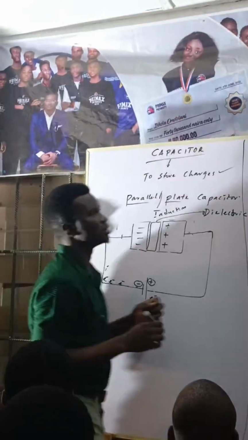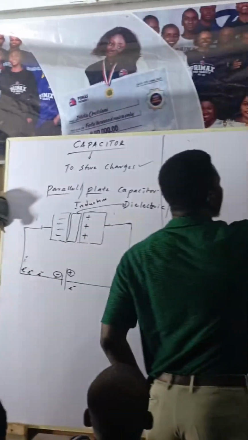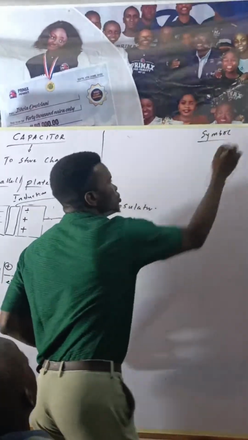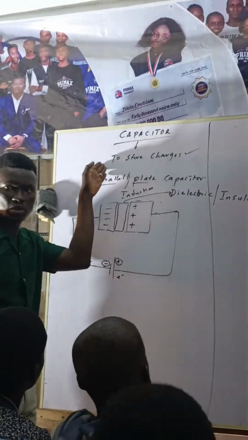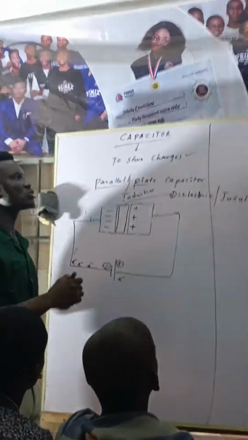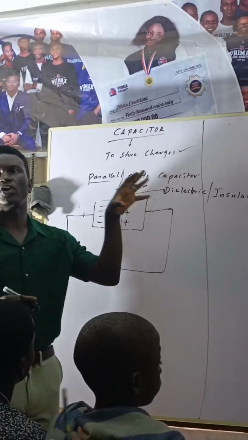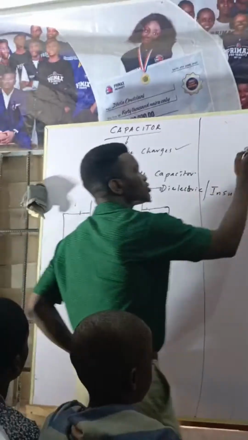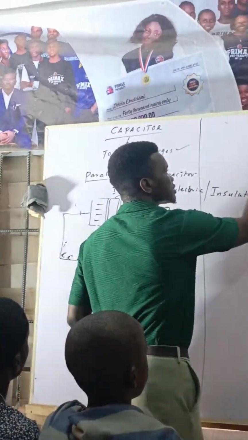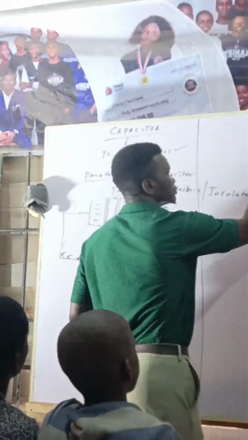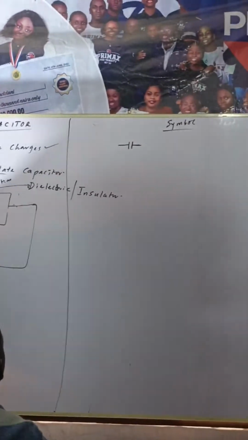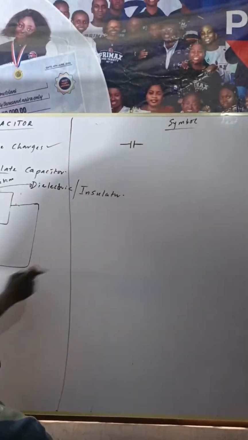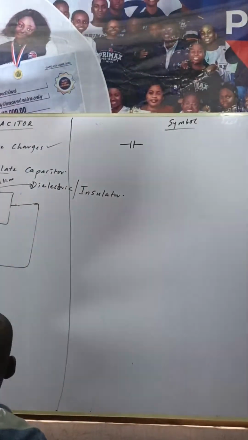You should start thinking. So now, what is the symbol for a capacitor? You already know what a capacitor is and the function and how it looks like. So now, what is the symbol for a capacitor? A capacitor is represented like this. Those two lines must be what? Equal, the same. If it is longer, then you are no longer talking about a capacitor.